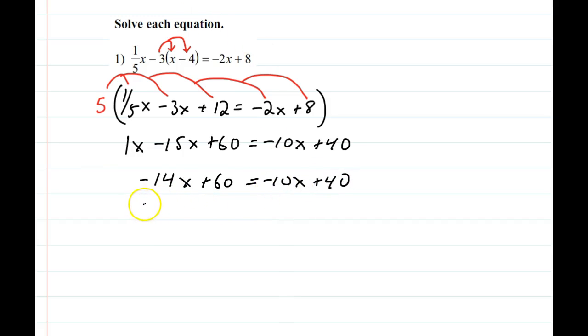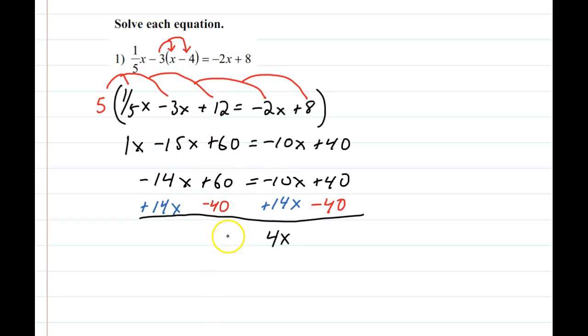So now we can start solving this. So I'm going to move the smaller variable, add 14x to both sides. And that gives me 4x. And I can also, in the same step, move 40 just to save a line. So I get 20 equals 4x. Now divide both sides by 4. And I get 5 equals x.